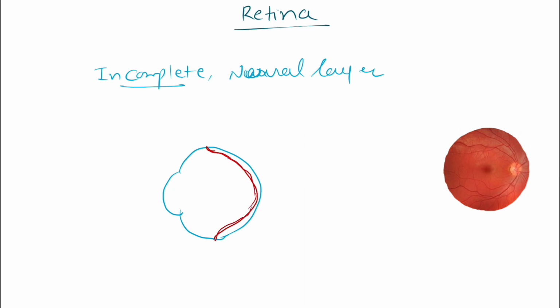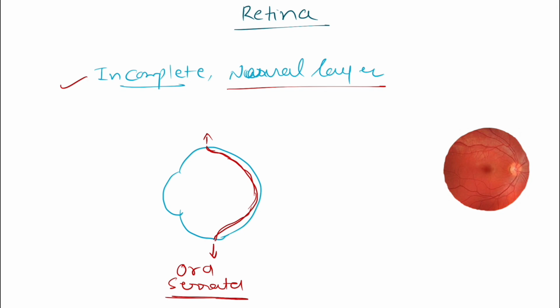That's why we have said that this is an incomplete layer, and it's a neural layer, because it will take the light and convert it into the action potential, and that will reach the brain, yes, the visual cortex in the brain. So this is your retina. Retina ends here. This anterior termination of the retina is known as ora serrata.